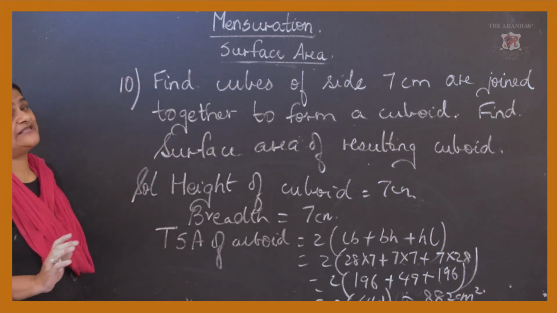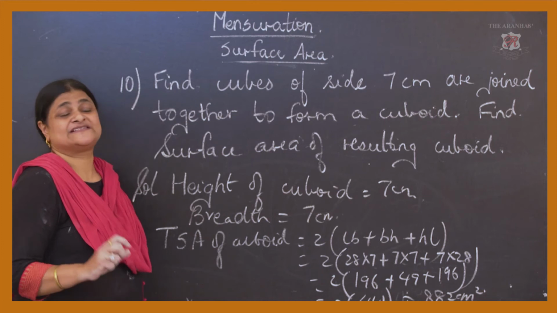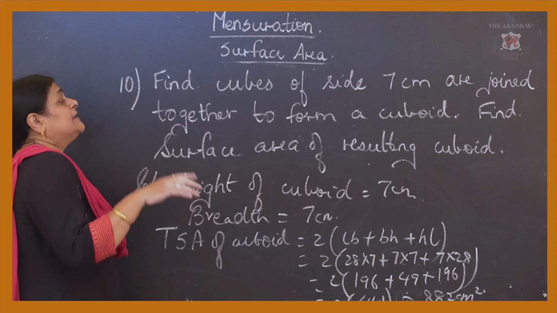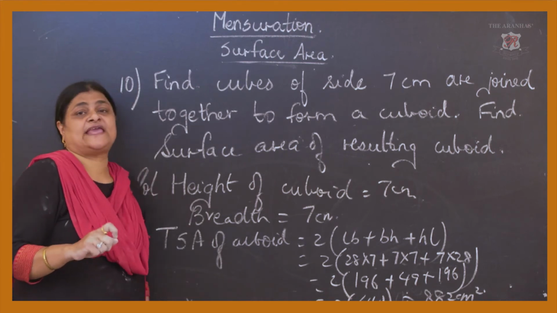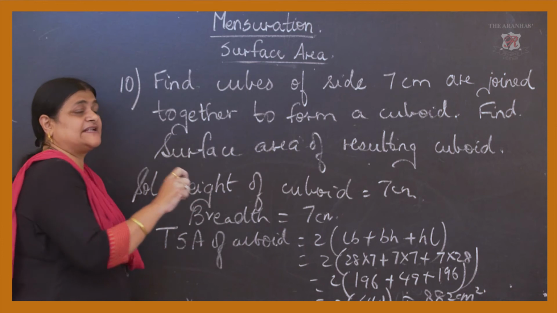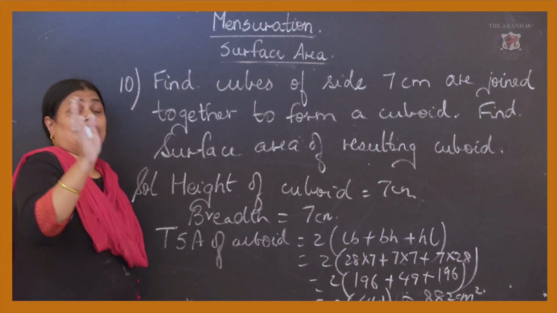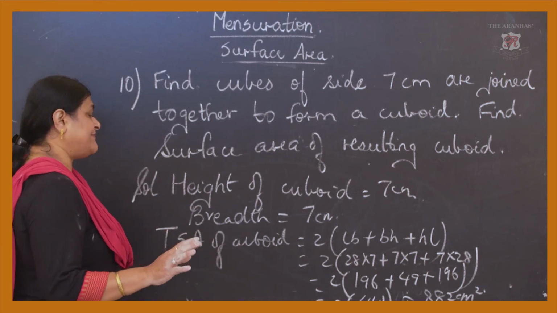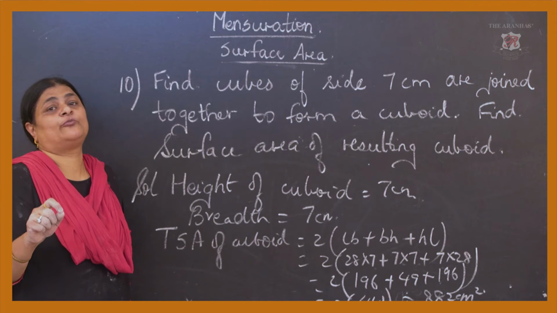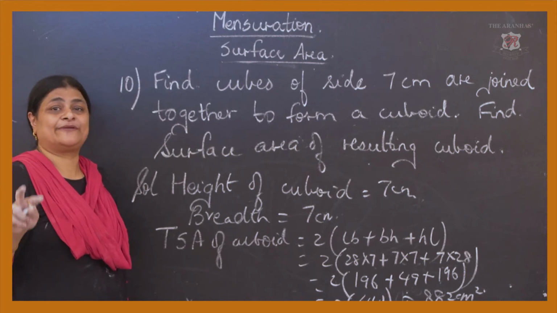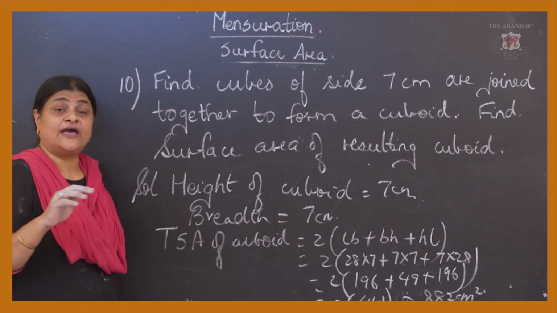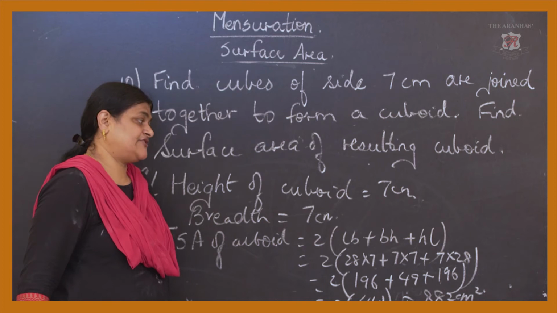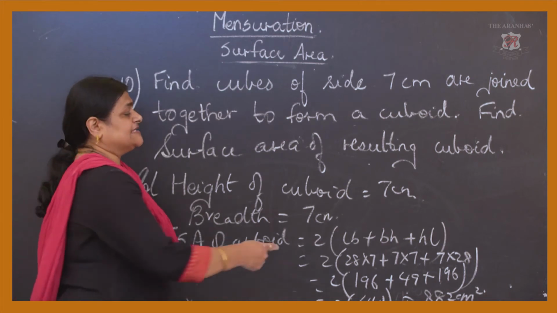Again explaining the sum: you have to find the surface area of cubes of side 7 centimeter which are joined together to form a cuboid. Okay. So now you have to find the surface area of the resulting cuboid. So here your height of the cuboid and the breadth of the cuboid, it is how much? 7 centimeter. So your total surface area of cuboid will be 2 into length into breadth plus breadth into height plus the height into length. So you have substituted the values and you are getting the final answer as 882 centimeter square.